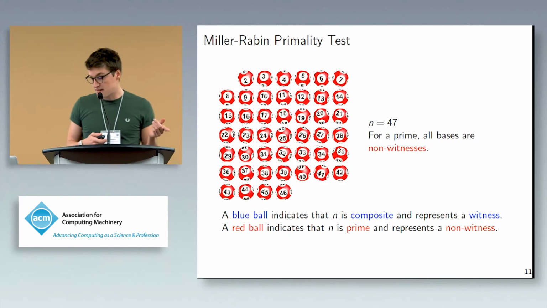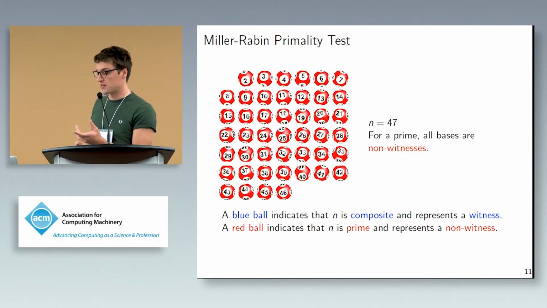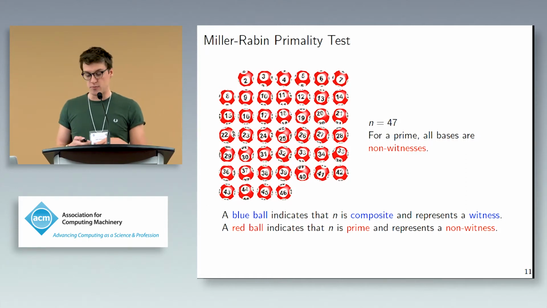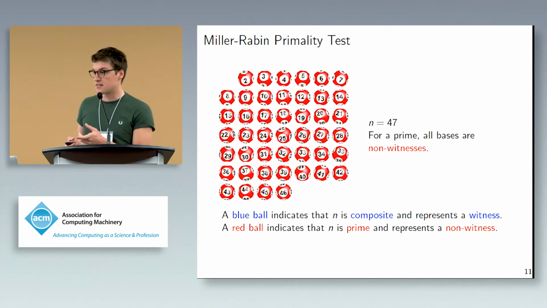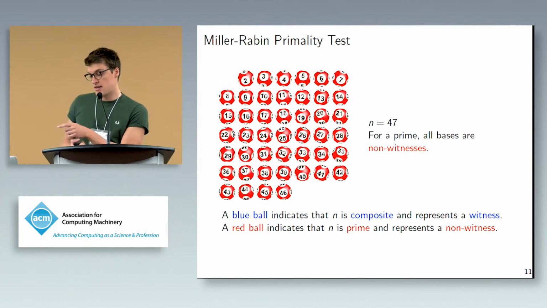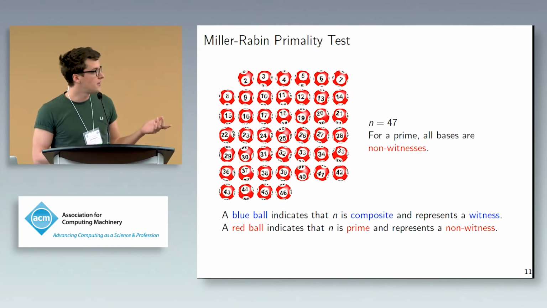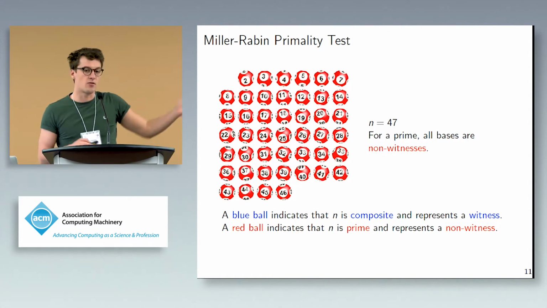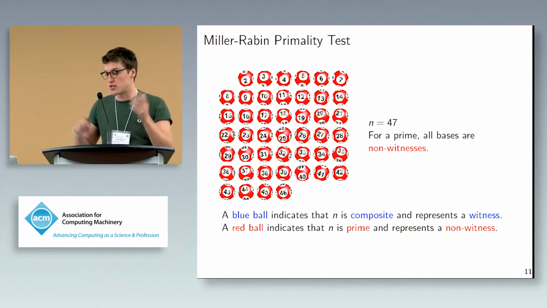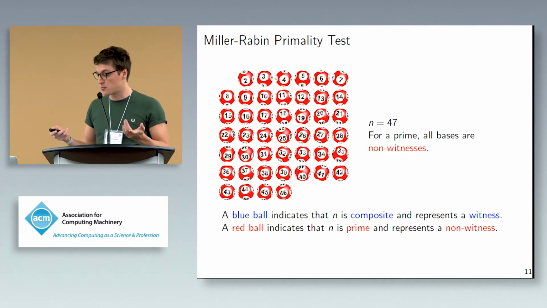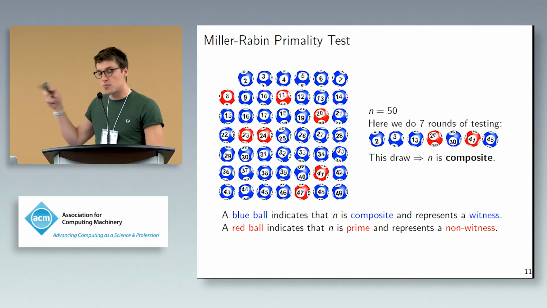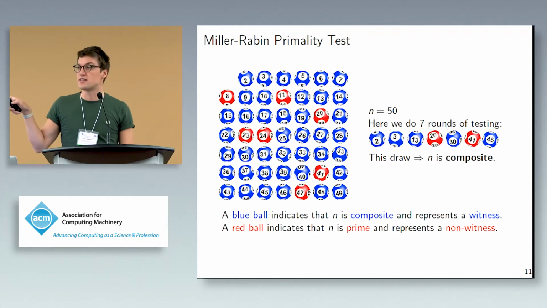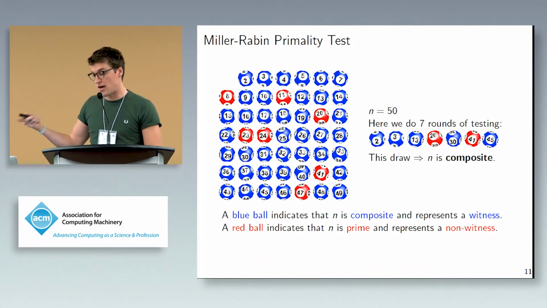If the ball is red, this indicates that a was a non-witness and tells us that n is prime. If the ball was blue, then this indicates that this a was a witness and indicates that n was composite. If we're testing a prime number like 47, the distribution of balls would look something like this: all red balls, so no matter which balls we chose for Miller-Rabin, it would indicate this number as prime. A composite number, however, would look something a little more like this. We'd have a mix of both blue and red balls.